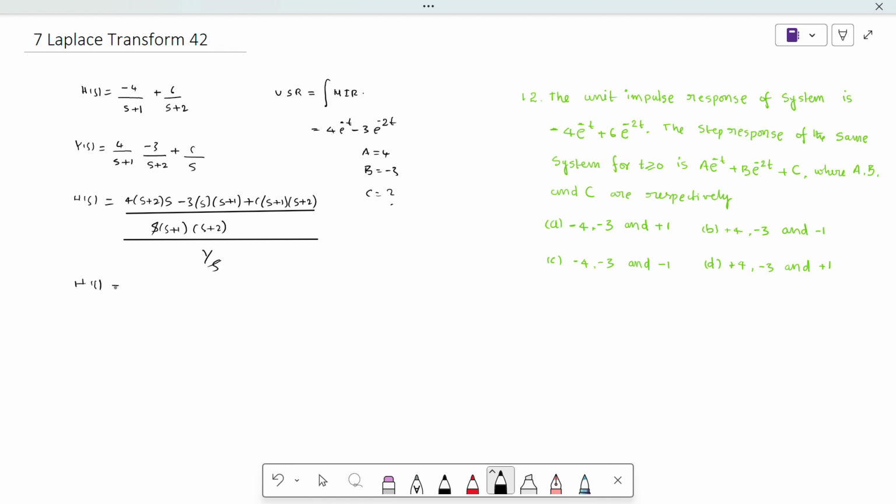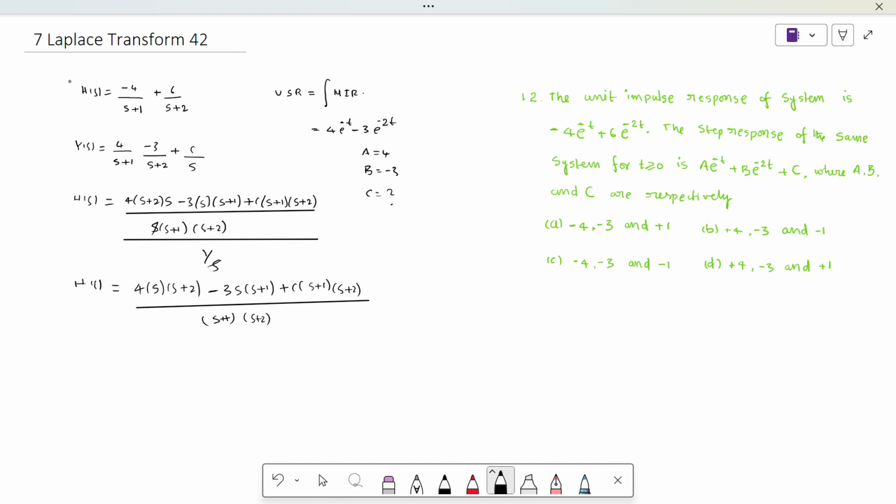So this H of s, that is equal to, here we will get the C value, compare. So 4 into s into (s plus 2) minus 3s into (s plus 1) plus C into (s plus 1) into (s plus 2), divided by (s plus 1) and (s plus 2).